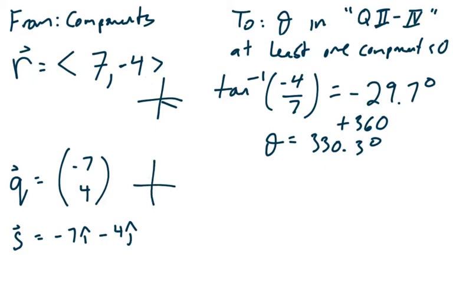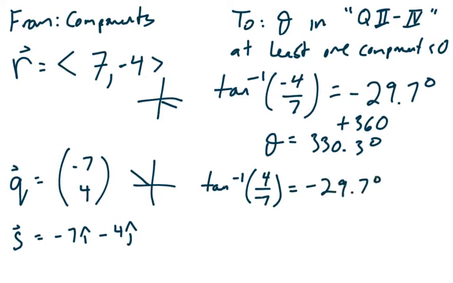Notice that Q would be in quadrant 2, and if we were to set up the inverse tangent, it would be 4 over negative 7, which would actually get us the exact same result from the calculator, but it's in a different place. It's in quadrant 2, so instead of adding 360, in this case we're going to have to add 180. When we do that, we get 150 degrees for our theta.